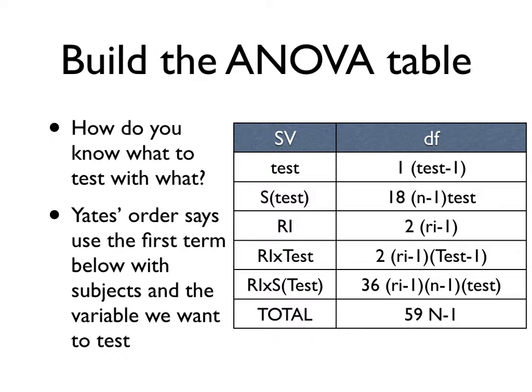How do we do the F test for retention interval? We go to retention interval by subjects within test. How are we going to test the interaction here? Same term. Between, subjects, within.